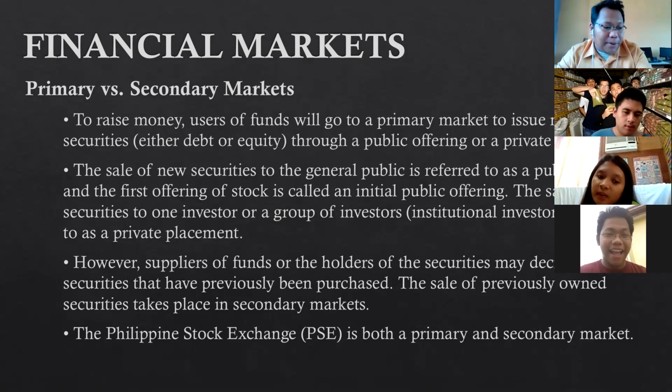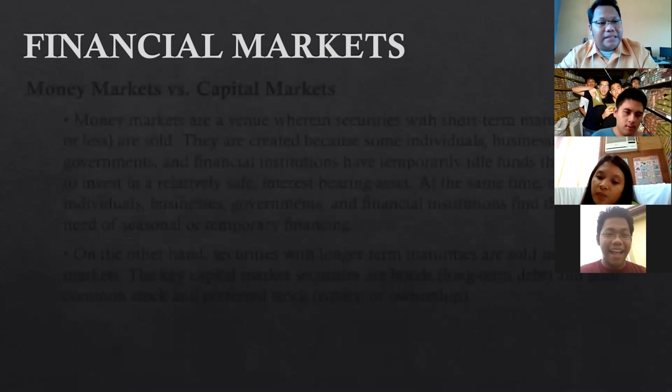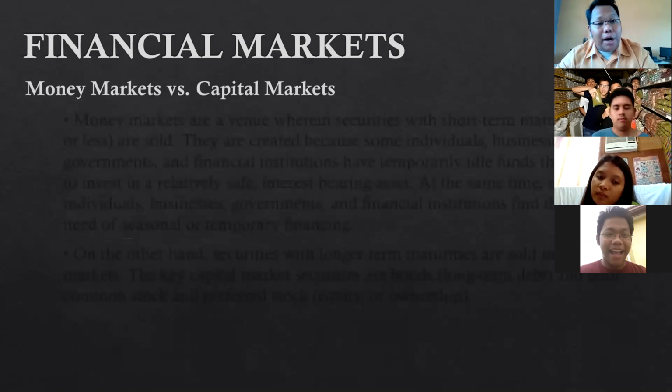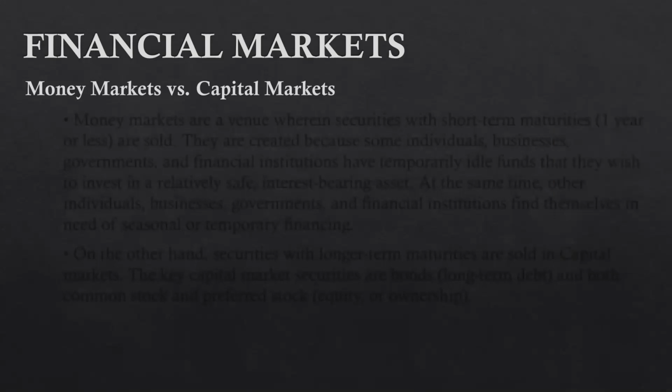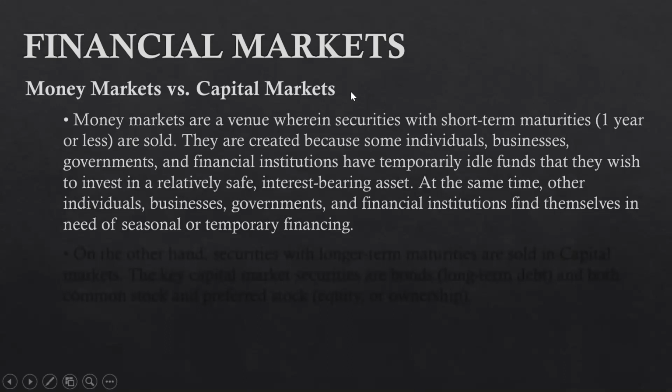Aside from calling financial markets as primary or secondary markets, we can also look at them as money markets or capital markets. A money market is a venue wherein securities with short-term maturity are sold. So when you talk of securities that mature in a short-term period, these are securities which mature in a year or in less than a year.